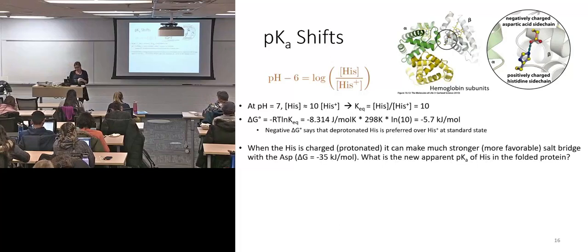When histidine is charged and protonated, it can make a very strong, favorable salt bridge with aspartic acid. Delta G for that bond, the formation of this interaction right here, is negative 35 kilojoules per mole, for the aspartic acid and histidine I have near each other in hemoglobin. Okay?